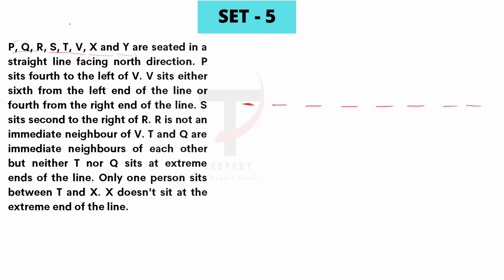So what is given? V sits. P sits fourth to the left of V. But where should I place V? So it's not a direct statement. Let's move on to the next one. V sits either sixth from the left end or fourth from the right end of the line. Which means we shall consider one more case.